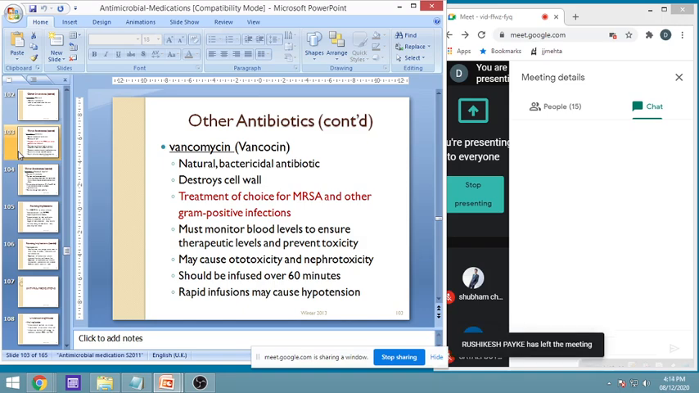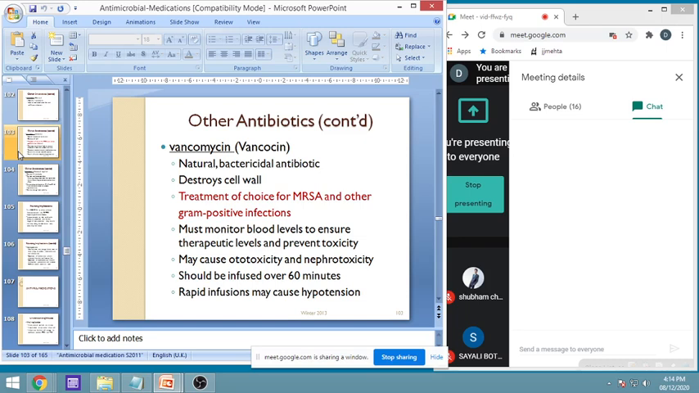You must monitor blood levels to ensure therapeutic levels and prevent toxicity. It may cause ototoxicity and nephrotoxicity. Because of all this, many people believe that it is somewhat similar to streptomycin or aminoglycosides, but it is not the case. It is something separate, because aminoglycosides, mode of action wise, are acting on protein synthesis, while vancomycin is bactericidal and acts on the cell wall. It destroys the cell wall. It may cause ototoxicity, nephrotoxicity.